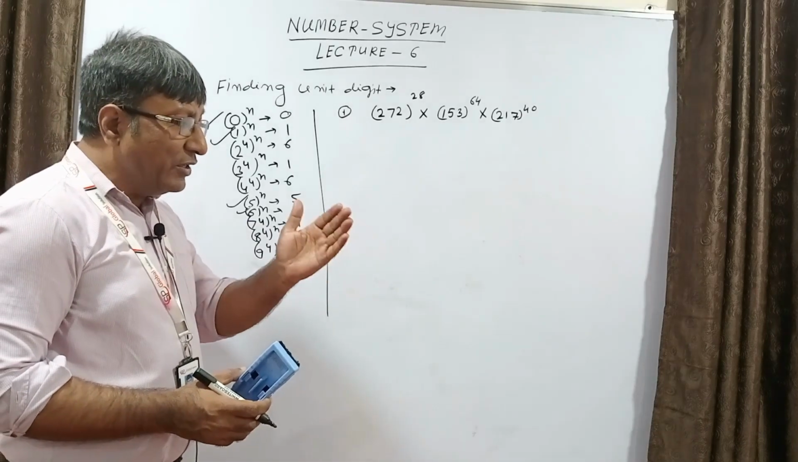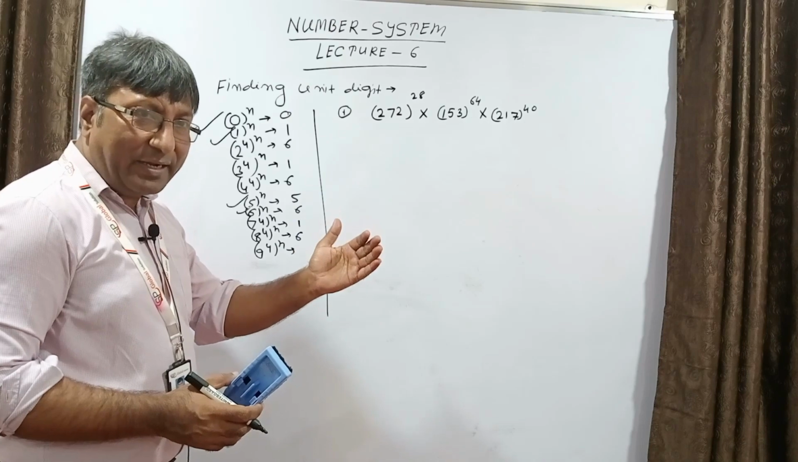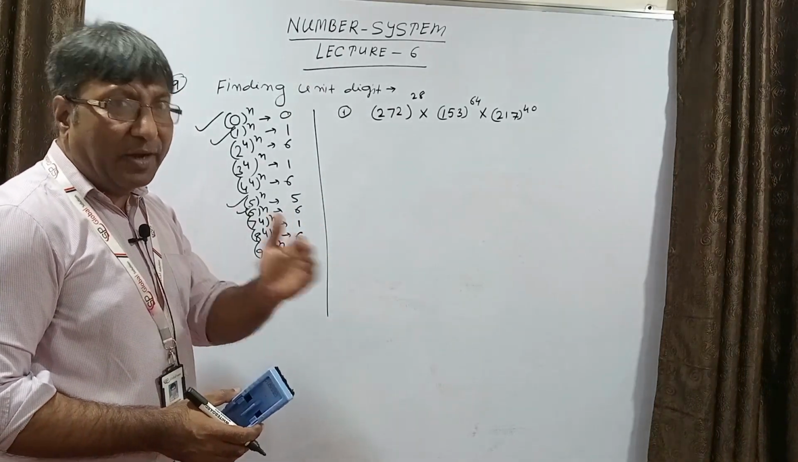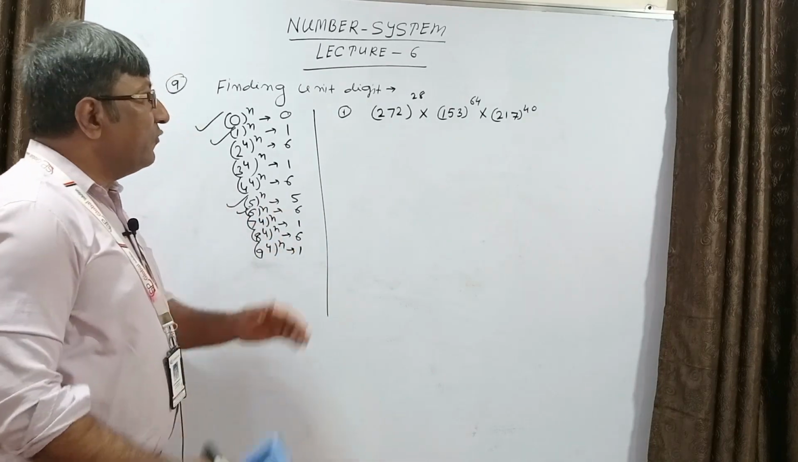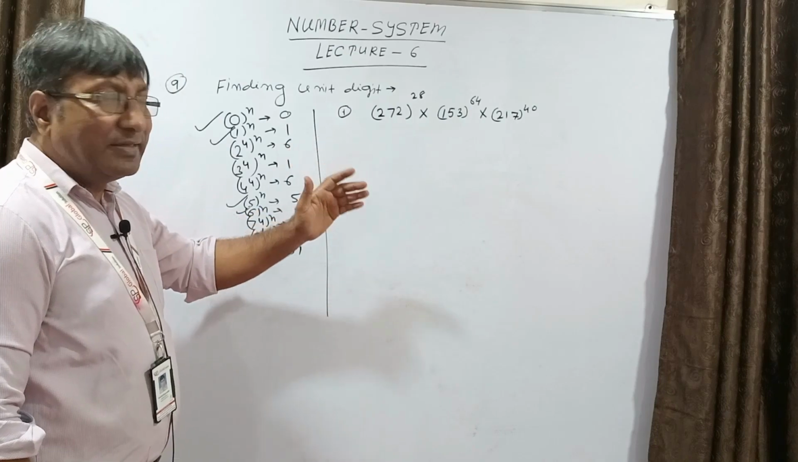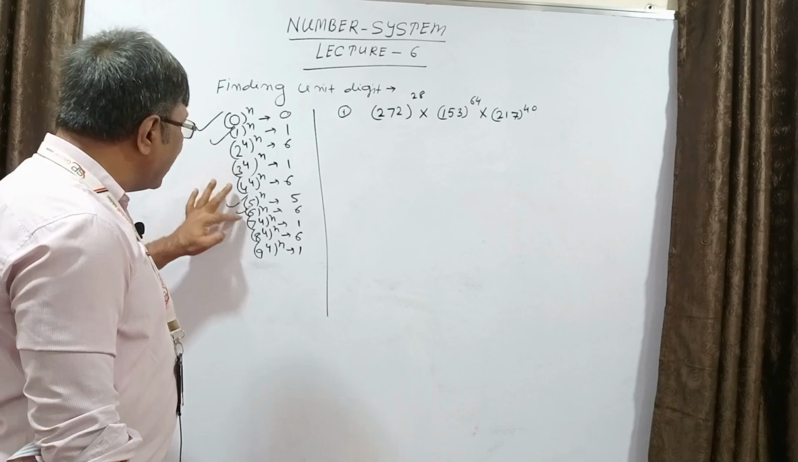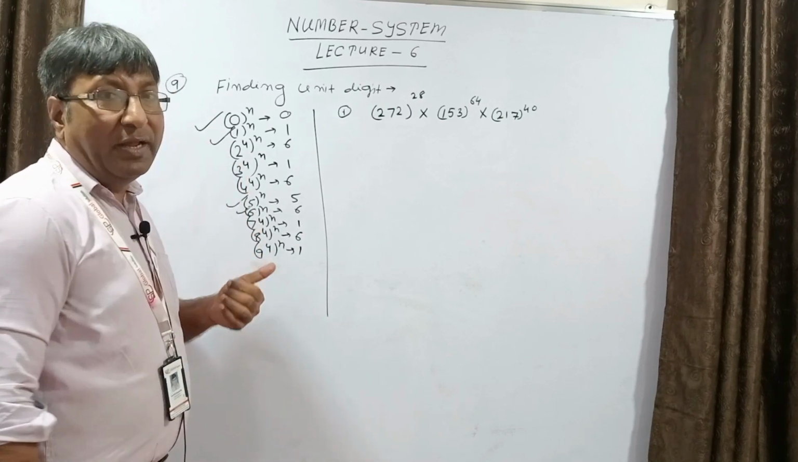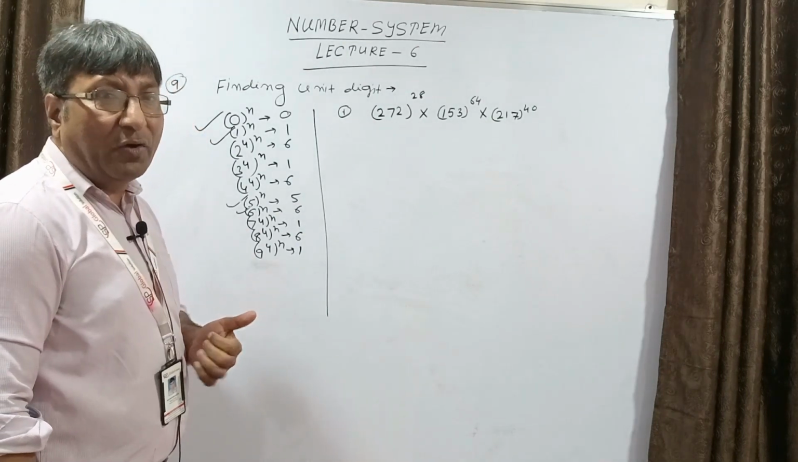So 9 into 9 into 9 into 9. So 9 9s are 81. Again the second 9 9s are 81. So the unit digit is 1 into 1, 1. So what did we understand? If in my question there is any other digit except 0, 1, 5 and 6, then you can always convert this digit into a power of 4.